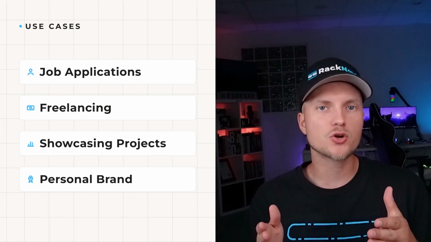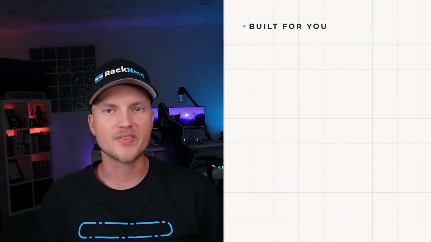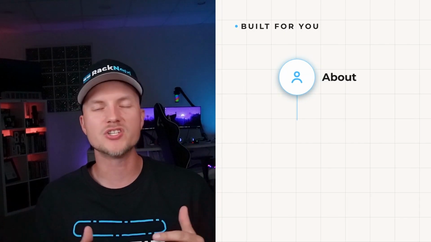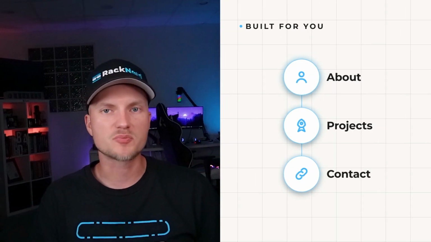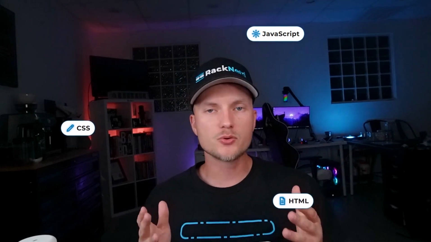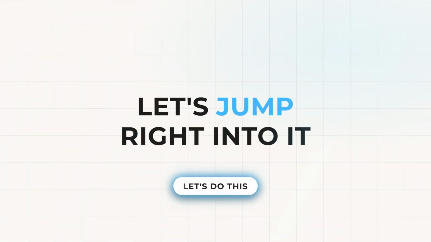you a professional online presence, and the best part is AI can now help generate the entire front-end layout for you in just minutes. So today we are going to use AI to create a responsive portfolio website using HTML, CSS, and JavaScript. Then we're going to deploy it on a VPS using Apache and the Bitvise SSH client. All right, let's jump right into it.